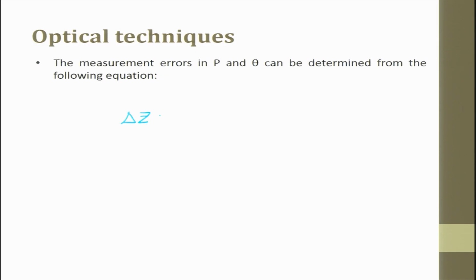Delta Z equal to Z square by F L delta P plus Z square secant square theta divided by L del theta. So, this is used to measure the error in P and theta. With this, we can try to figure out the error and start working on it, doing those corrections and try to get the XYZ data out of it.